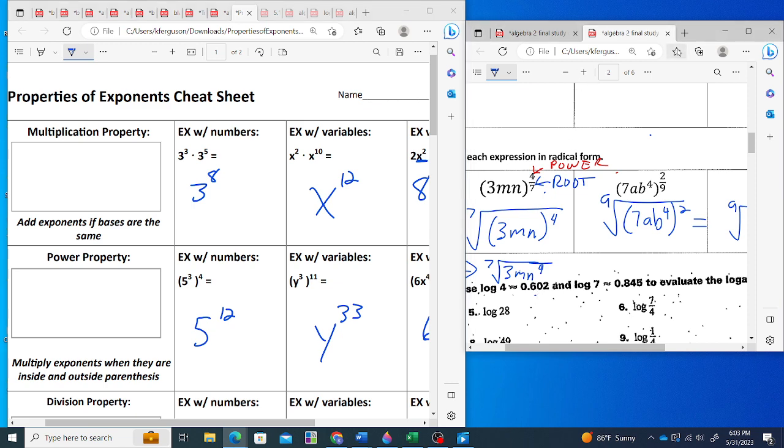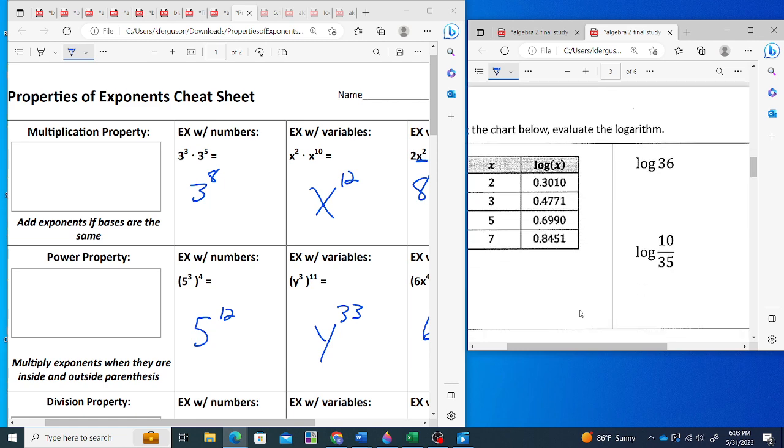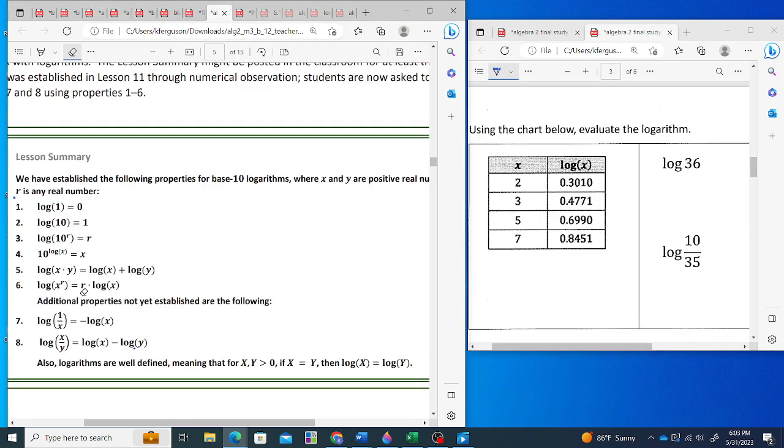So next we got logs. So logs, we actually have several rules. Okay, so for this right here, we've given several of these names. So this one is called the product rule, because if I have a log that has a product, I can separate it.